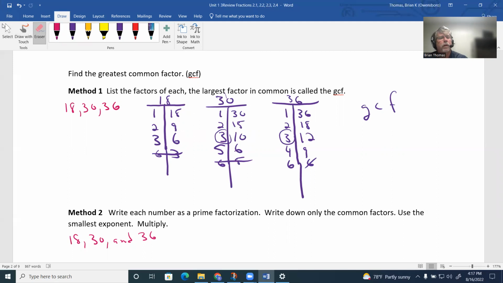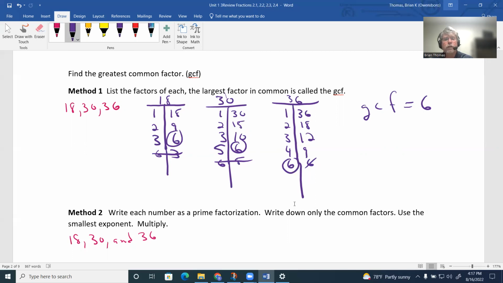Missed it, didn't I? Hold on here, let me get this fixed. Yeah, that's tricky about this. So I do see a 6 in common. 6 here, 6 here, and 6 here. Anything bigger than that? No, I don't see anything bigger than that. So I think we're okay this time. So the greatest common factor would be 6.